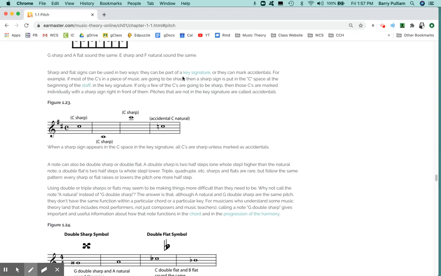Sharp and flat signs can be used in the key signature, which is good. That means it's good for the entire song. If it's at the beginning of the staff, it's good for the entire song until it changes. Pitches that are not in the key signature are called accidentals, like this one right here. See, there's a C sharp in the key signature. That's the C sharp. And over here, that sharp applies to this C and to this C and to this C. And it would apply to this one, except that it has a natural in front of it. So that is a C natural. Now in the next measure, if there's not another natural in it, it would be C sharp again if there were another one.